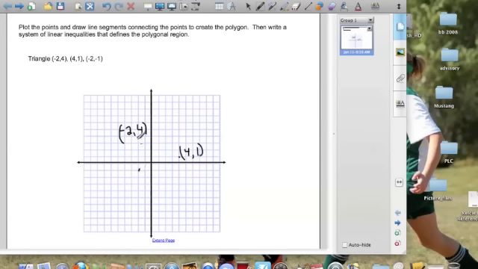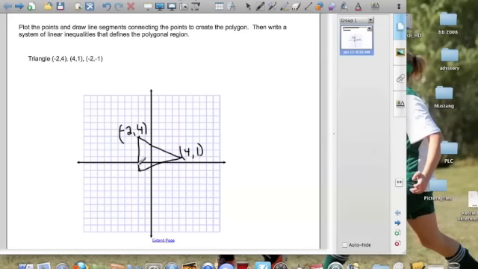Now I'm going to connect all of these points, making my polygon. So I'm going to get one line, two lines. Now when you do this with a ruler, you'll be a lot more accurate. Three lines. Okay, now we need to write the inequalities for each and every one of these. Let's do the easiest one first, which is this line.